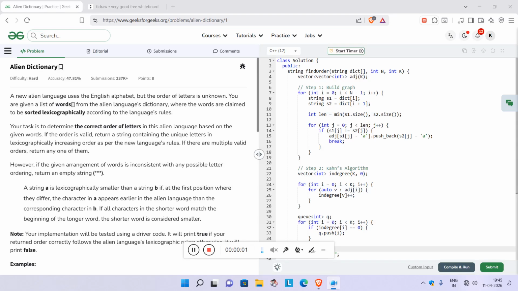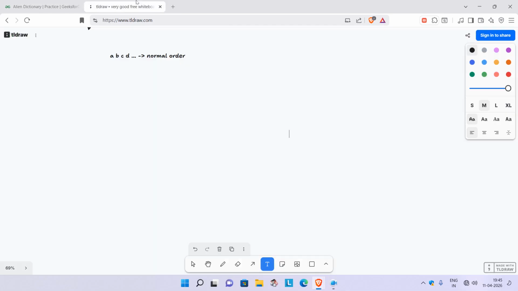So this is the question Alien Dictionary on GFG. What's given in the question, firstly I'll describe it, and this is a very great question. When we are talking about the normal order for the alphabet, it is A, B, C, D until X, Y, Z. This is the simple normal order as we usually study.